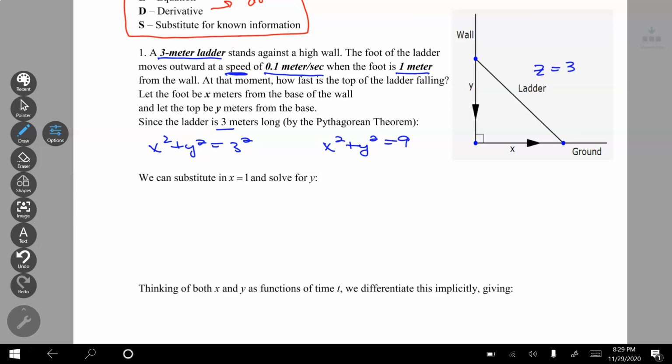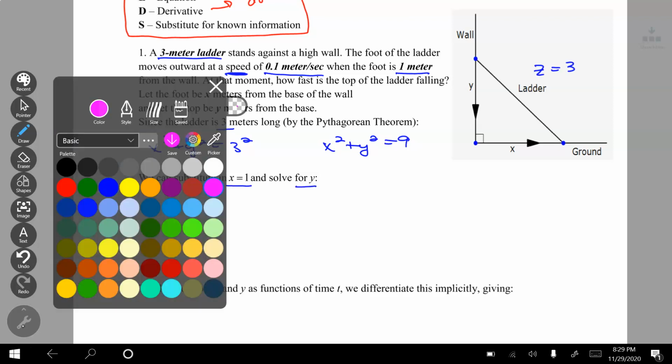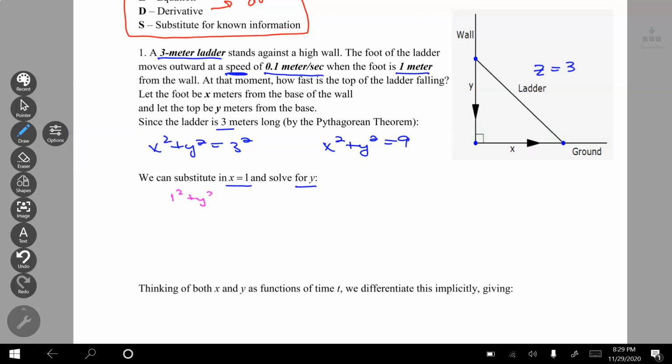Okay. What else do I know? Well, I can put 1 in here and solve for y. So when I do that, I get 1 squared plus y squared is equal to 9. y squared is equal to 8. y equals the square root of 8. So I have a diagram right now, not to scale. I know x is equal to 1, y is equal to the square root of 8, and z is equal to 3. That's what I know as far as the sides.